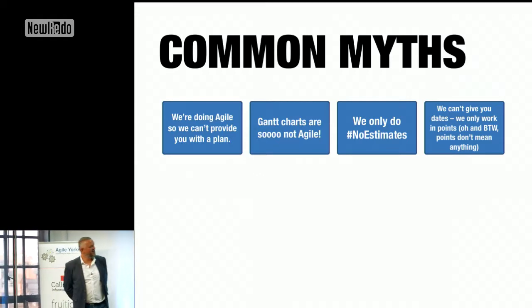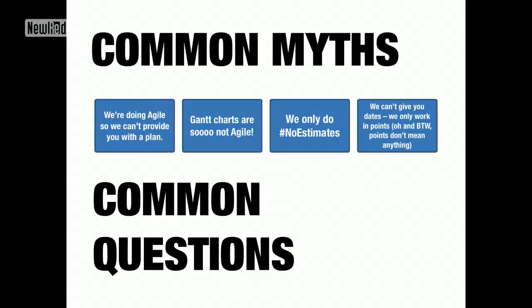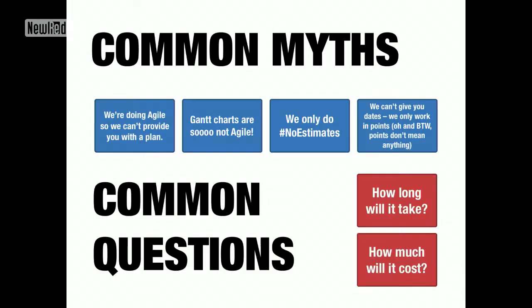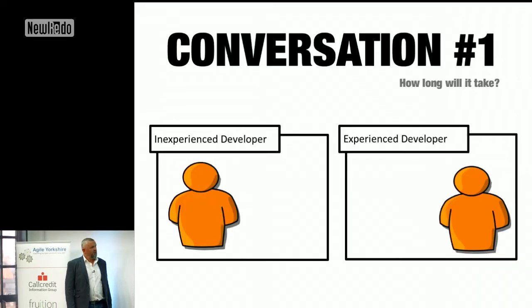All right. So there's a few, and I'm sure there's lots of other myths as well that we come across quite often. But the 2 common questions, as we've already said, are how long will it take and how much does it cost? So no matter what we think or say in Agile, these are still really critical questions that we have to be able to answer. All right, so what we're going to talk about now is the conversations that go around this kind of topic of estimation. So conversation 1, how long will it take?